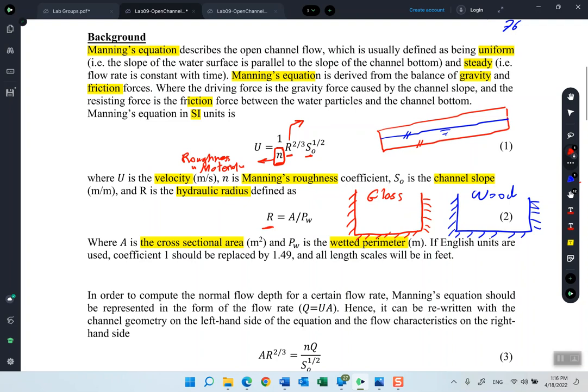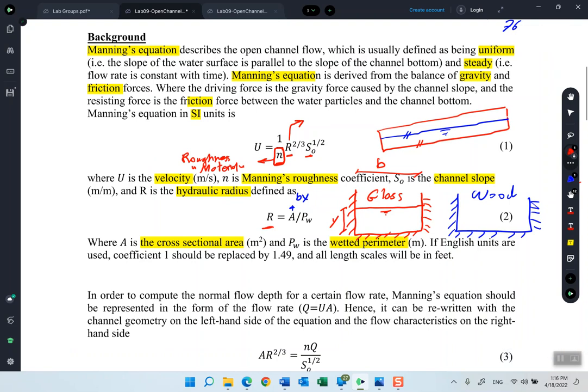The area is something very common, and for a rectangular cross-section, for example, the area will be the width of the section multiplied by the depth. So, for example, if this is the water level, this distance will equal y, whereas the width of this section will equal b.